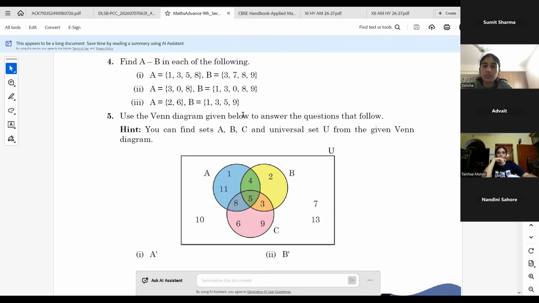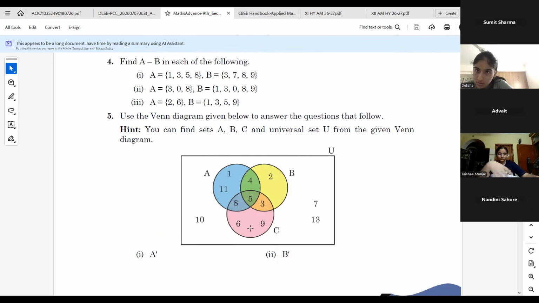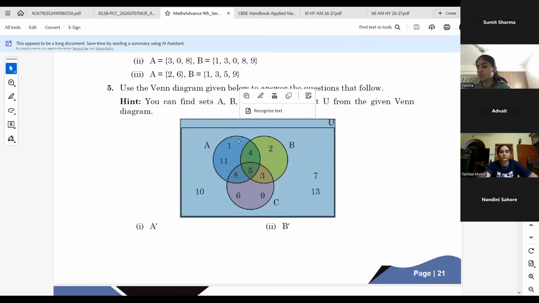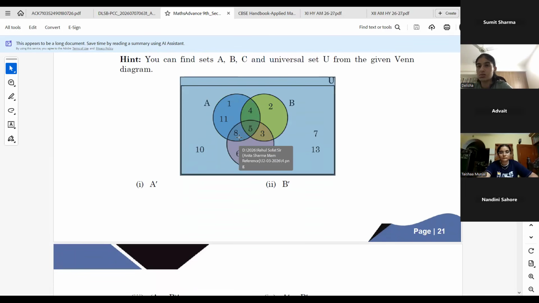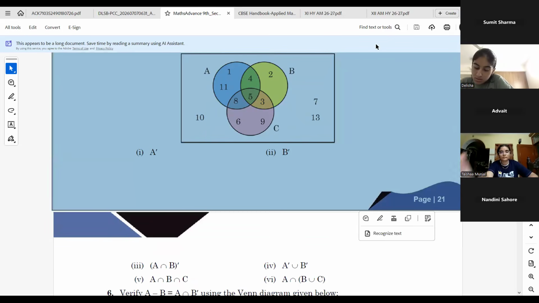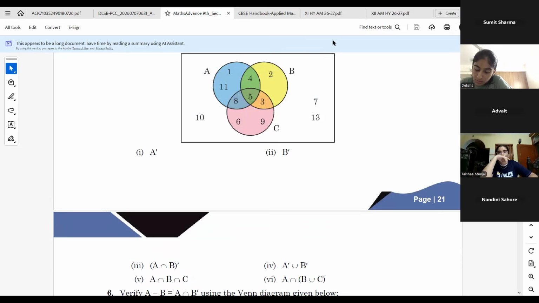We have the Venn diagram. Use the Venn diagram given below to answer the questions that follow. Right. So you have A, B, C, three sets here. The box represents the universal set, right? And we have to find A complement, B complement, and we have other things also. Let us check here. So these are the things that we want to find out. So here, first of all, let us talk about A complement.